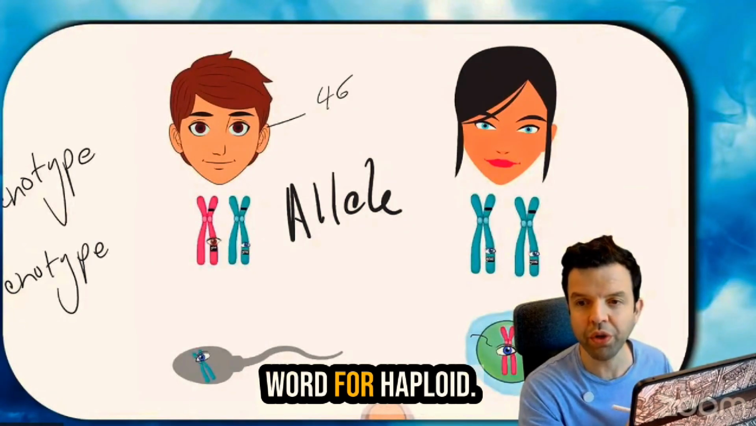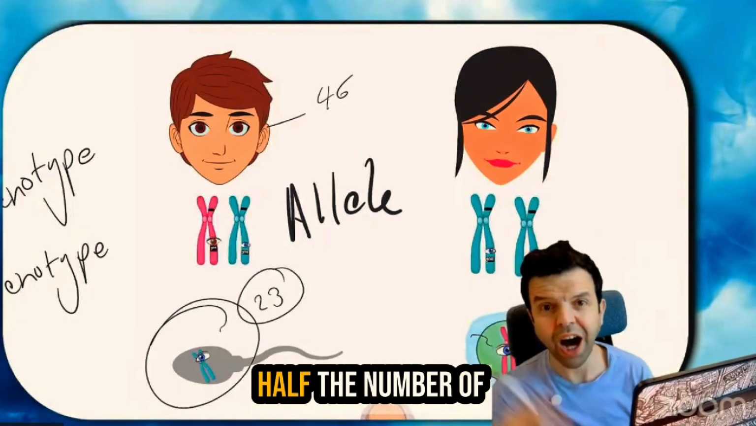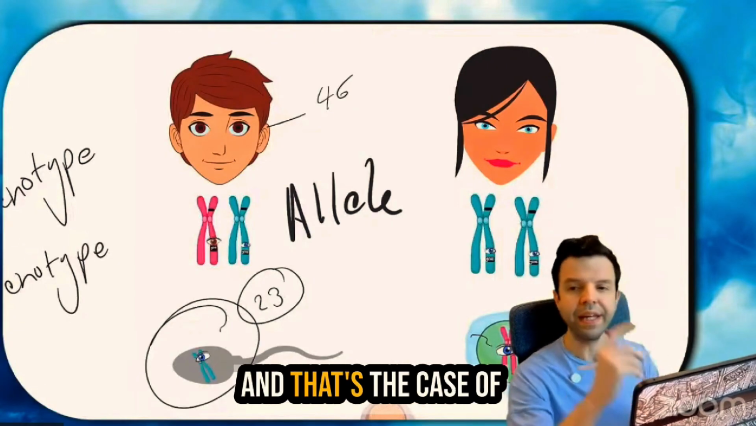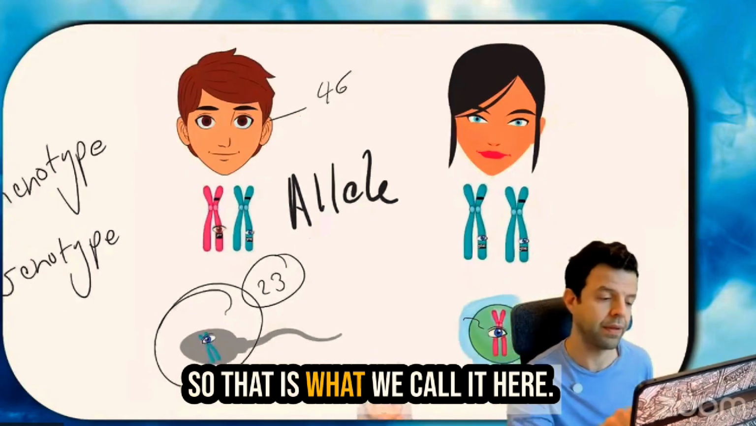Then we have another word, haploid. Haploid is when it's half the number of chromosomes. Half the number of chromosomes, we call it haploid. And that's the case of sex cells or gametes. So that is what we call it here.